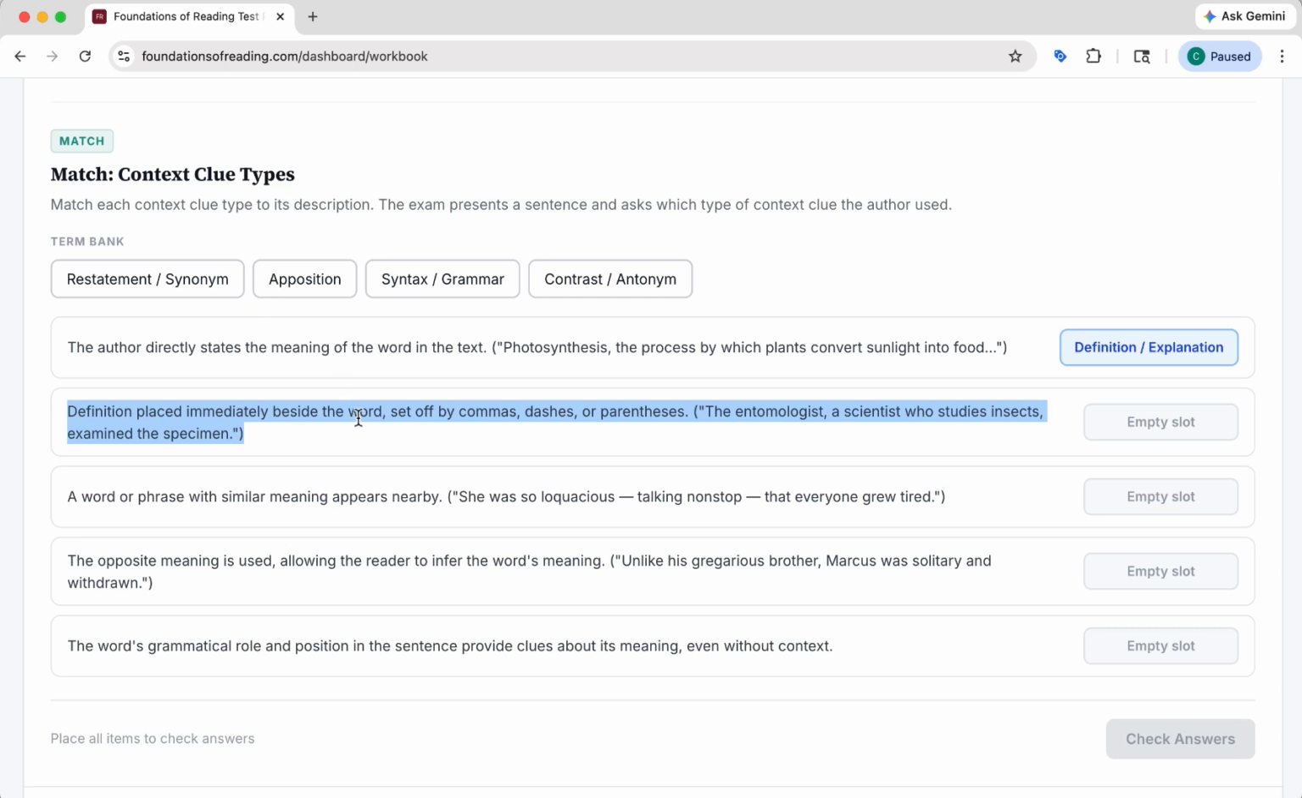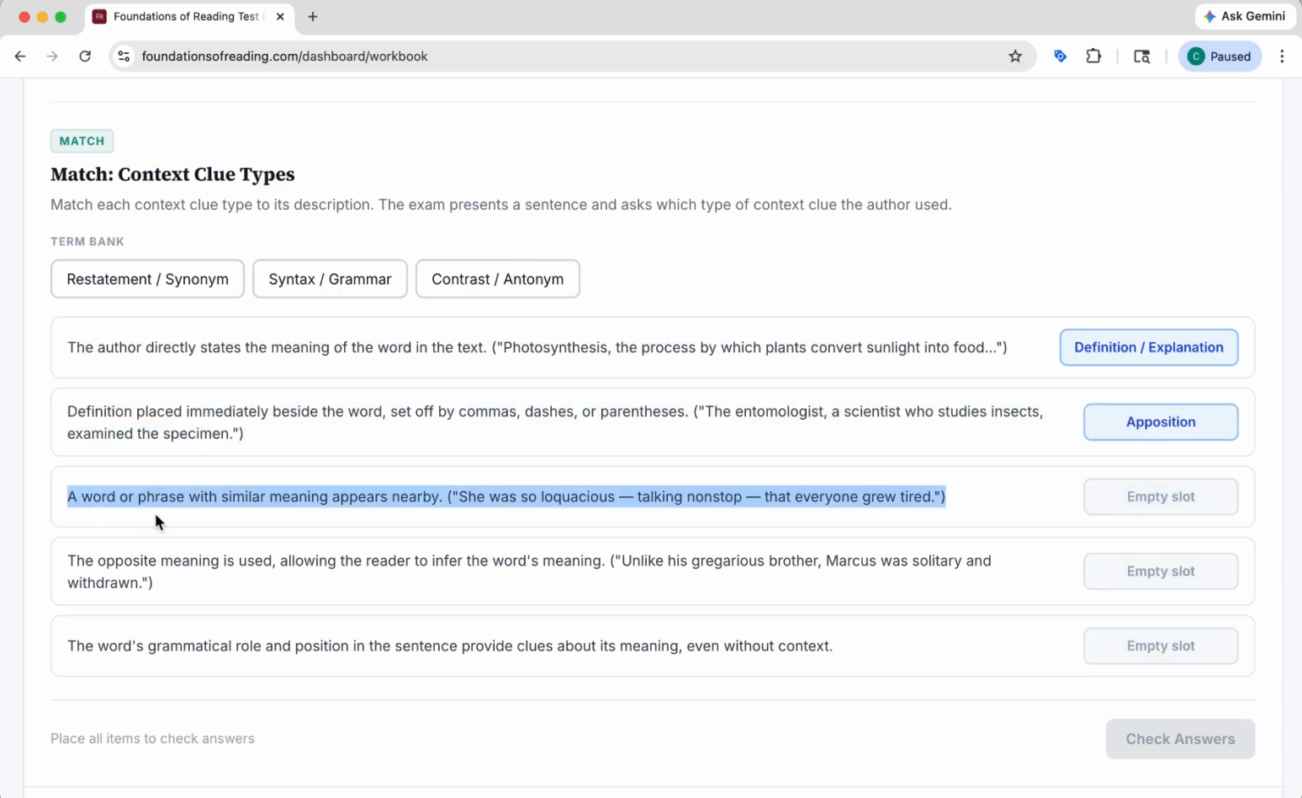All right, definition placed immediately beside the word. That is, let's see here, what else do we have? Set off by commas, dashes: the etymologist, a scientist who studies insects. Okay, that would be, what am I going to go here with? Opposition. There we go. A place or phrase with similar meaning appears nearby. She was, okay, reading this. What are you going to choose?